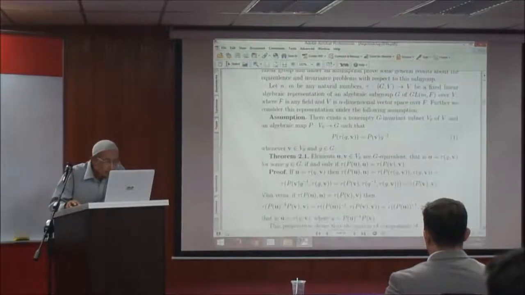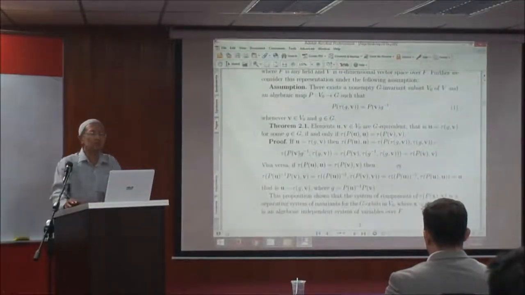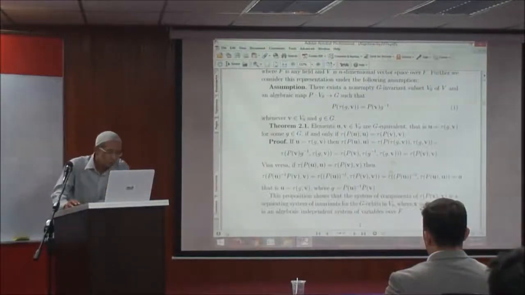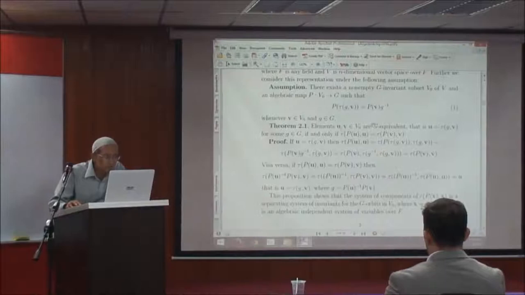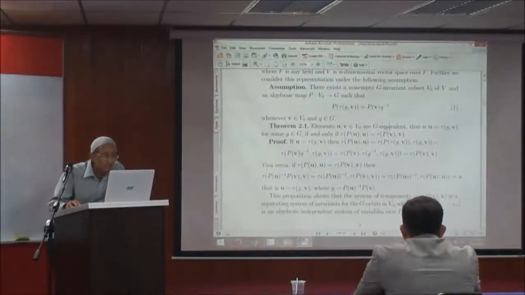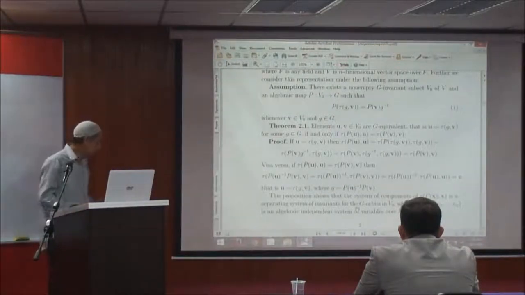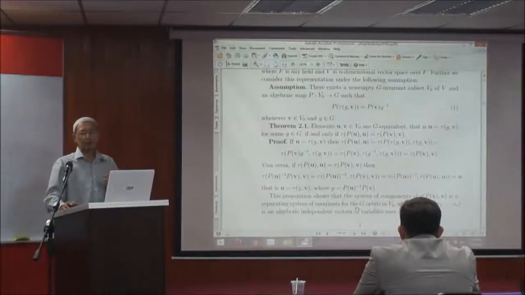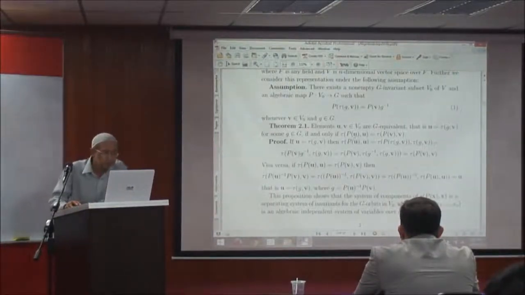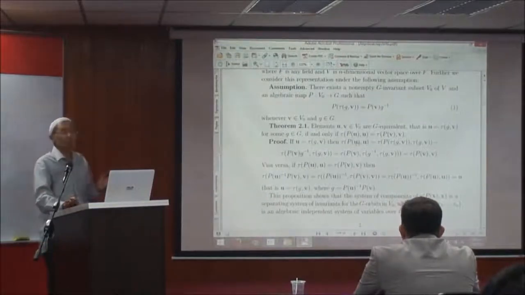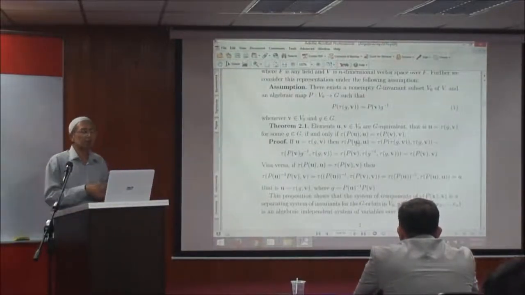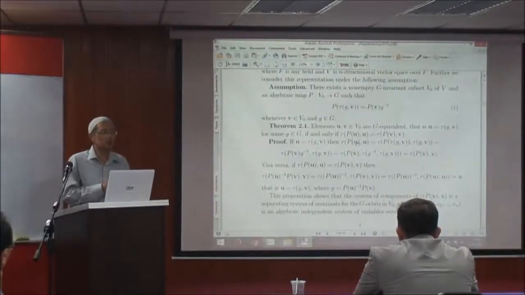Now, if this assumption is true, you can already get some results. The first theorem is the following. Two elements from this G-invariant set, in other words, you can get, for example, U from V by some element of our group, if and only if this equality is happening. So, what does it mean? Here you can see classification.